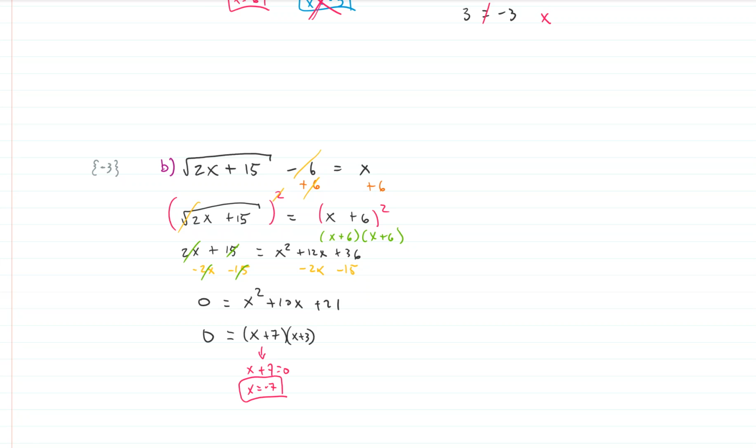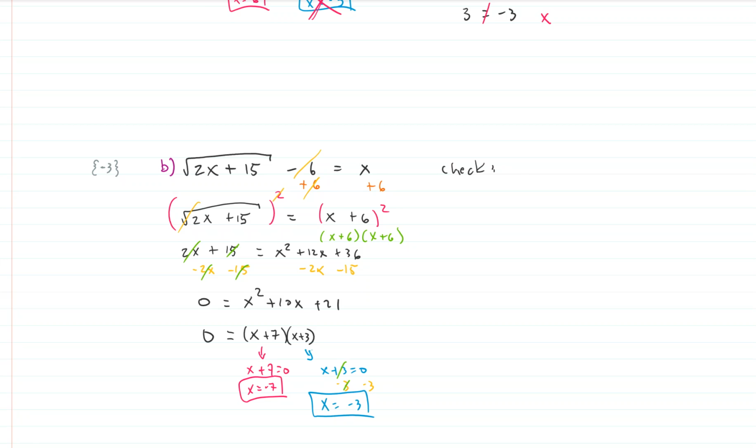There's one answer. And our second answer, x plus 3 equals 0. We subtract 3 on both sides, and it cancels on the left. That gives us x equals negative 3. So there are two answers. We need to check both.